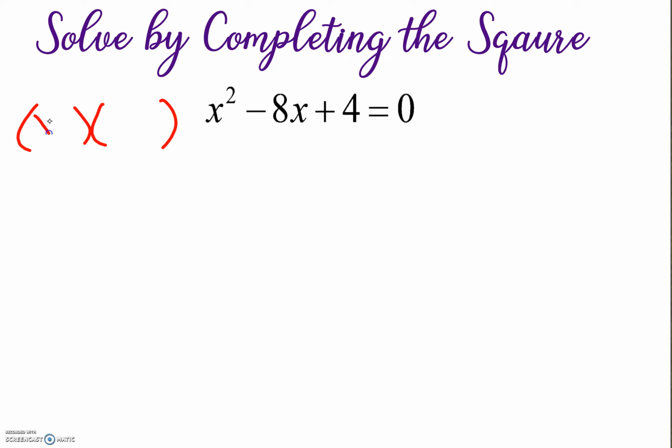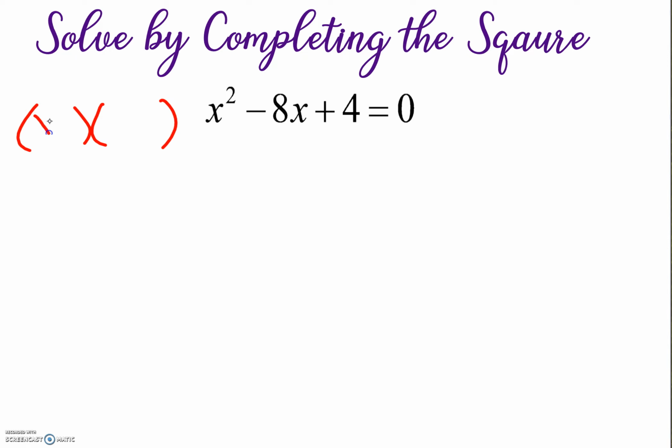Now let's try to figure out what numbers go on that blank. In order to get those blanks, we need to take our b term, which is negative 8, divide by 2, and square it. So we have negative 8 divided by 2 squared. Negative 8 divided by 2 is negative 4, and negative 4 squared is 16. Remember, these numbers on the blanks should always be positive. So I have a 16 here and a 16 there.